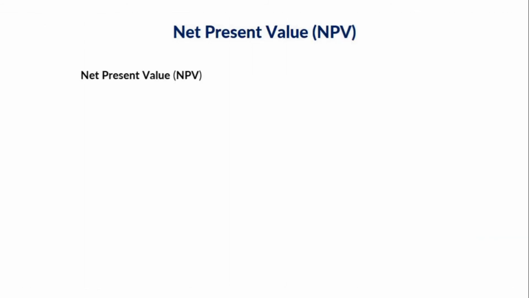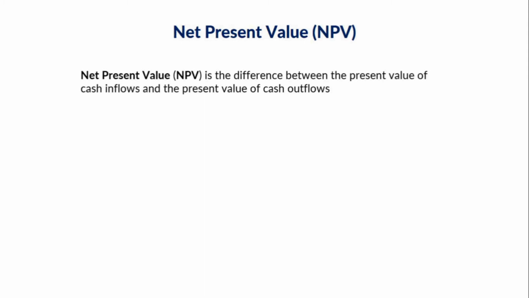So moving on, what is NPV? NPV is the difference between the present value of cash inflows and the present value of cash outflows. Now the formula for NPV is this, which is sum of the cash flows upon 1 plus r raised to t, which is basically the present value of the cash flows.